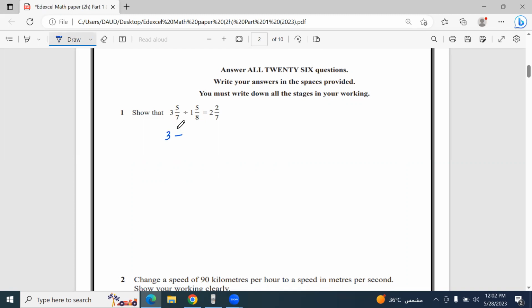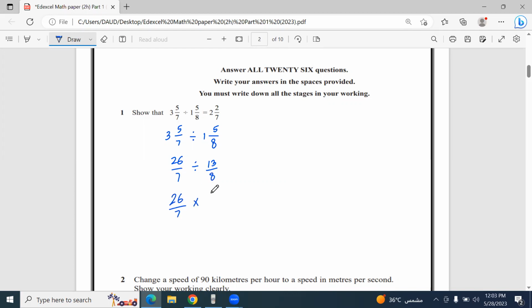3 5/7 divide 1 5/8, and this is basically a mixed number. If we change mixed number into fraction, we always multiply 7 with 3, which is 21, plus 5, 26/7, divide 8 times 1 plus 5, 13/8. So this is 26/7.